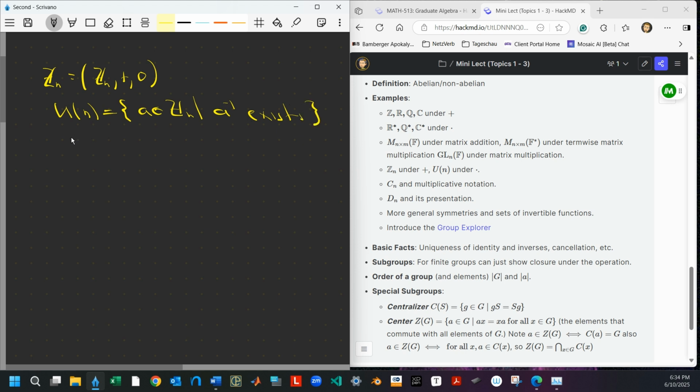This is a group, so U_n equals the group, the set U_n. So again, I'm using this in two different ways: the group, the set. And this will be under multiplication mod n.